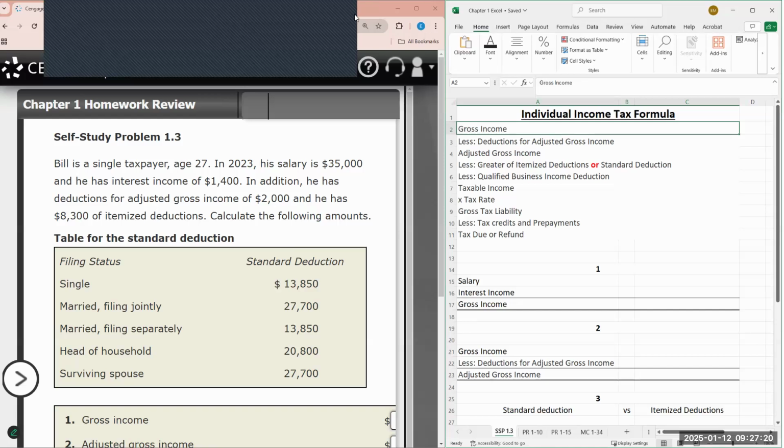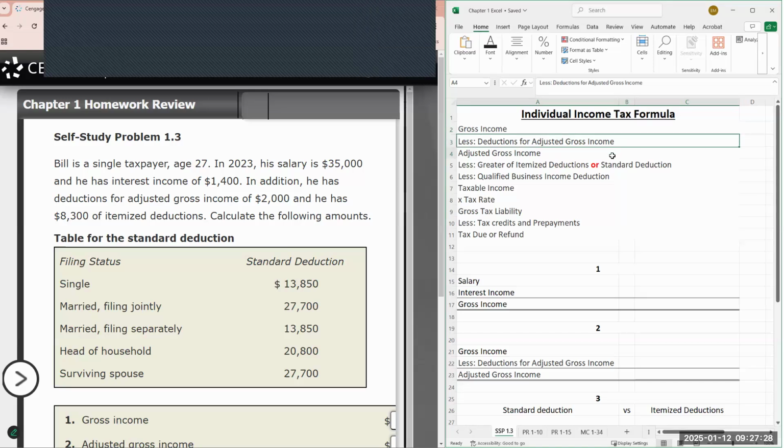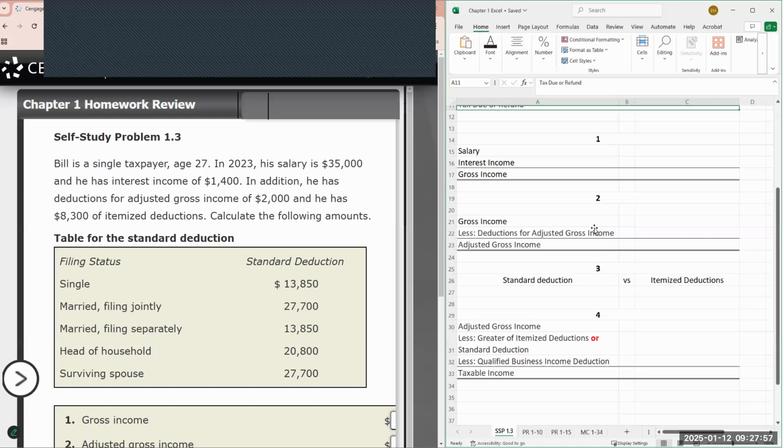So as it relates to the individual income tax formula, it is as follows. We start off with the gross income. We subtract deductions for adjusted gross income. That gives us our AGI. From there, we subtract the greater of itemized deductions or standard deduction. We subtract the qualified business income deduction. It doesn't apply in this case, but this is for those individuals that have a business. From there, we get our taxable income. We align it with the tax rate. We determine our gross tax liability. We subtract any tax credits and prepayments, and that determines if the client has a refund or a balance due.